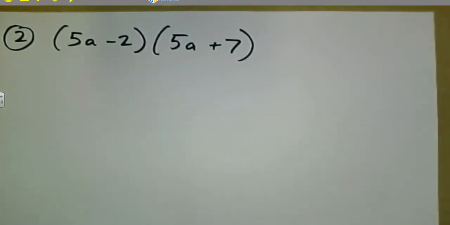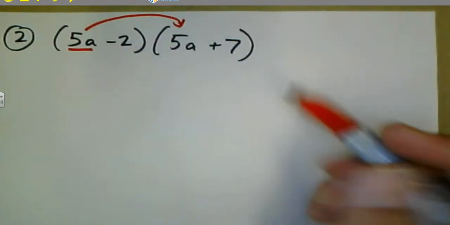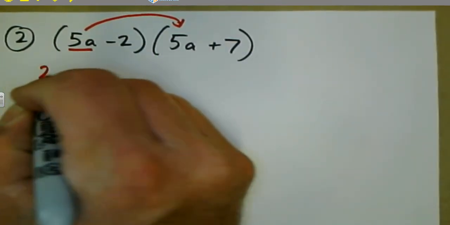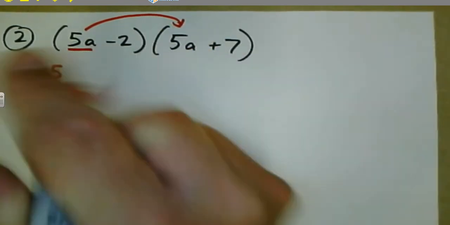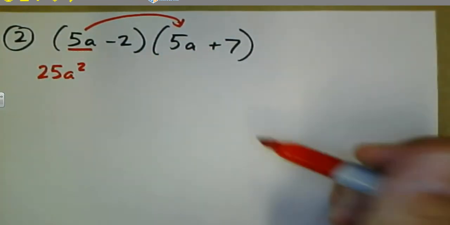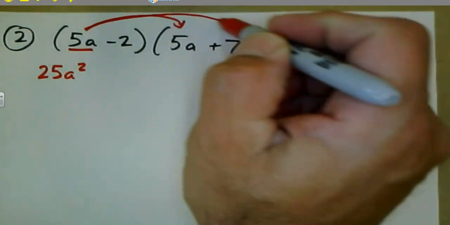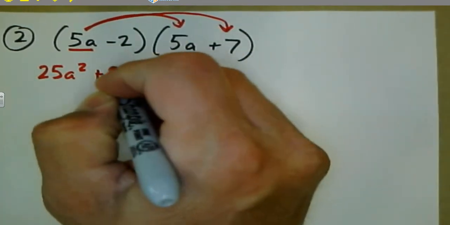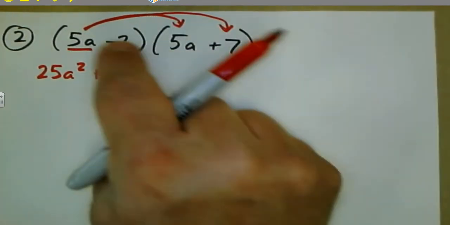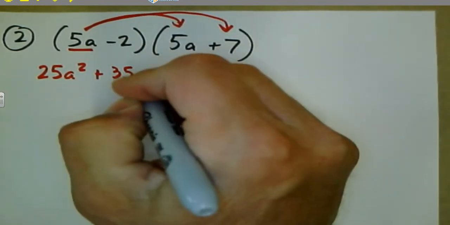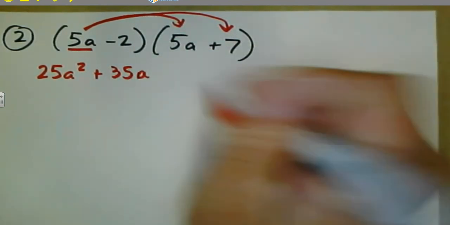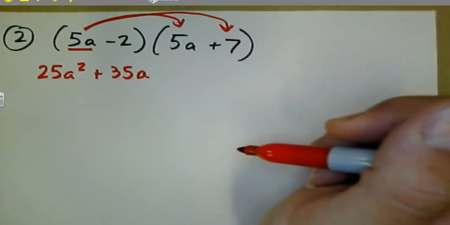Once again, we're going to take the first term and multiply it by each term on the other side. 5 times 5, 25, a plus a, 2a. 5 times 7, 35, a plus no a is just 1a. If you want to put a little 1 up there, I really don't care.